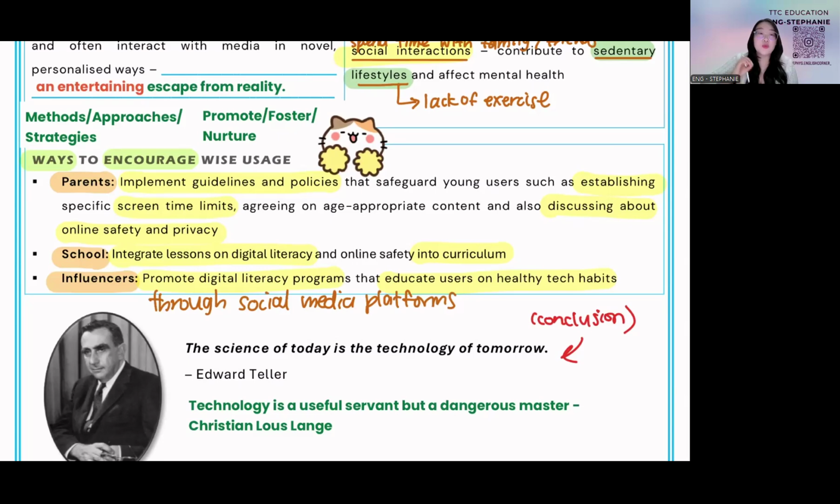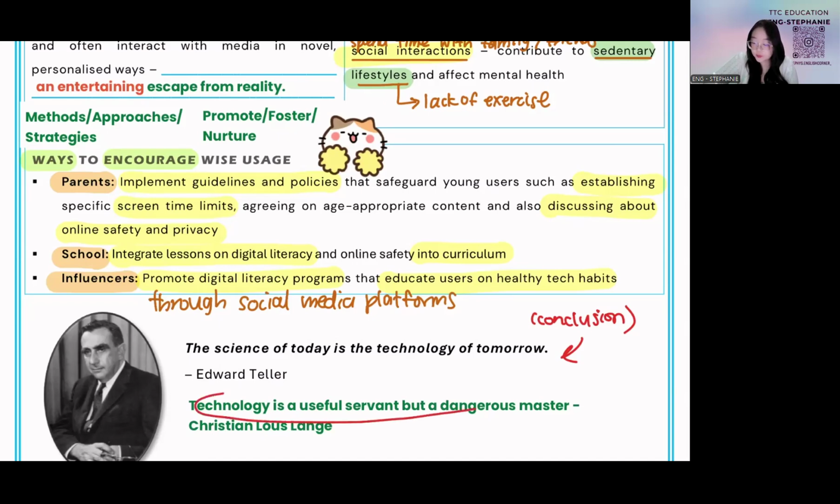So for any technology related essay, you can try to incorporate this in. Right? Moving on to the next one. Technology is a useful servant but a dangerous master. This is by Christian Lous Lange. He's actually a Norwegian historian or political scientist, and he won a Nobel Prize. Right?